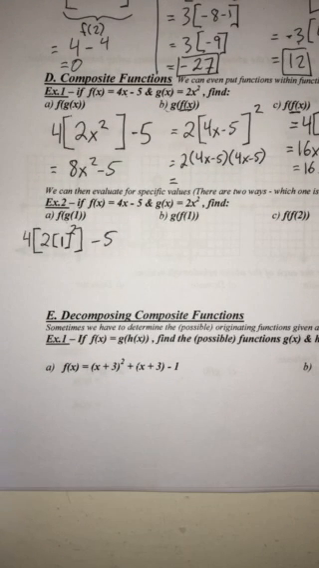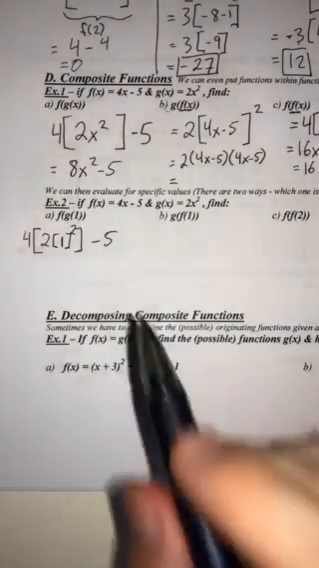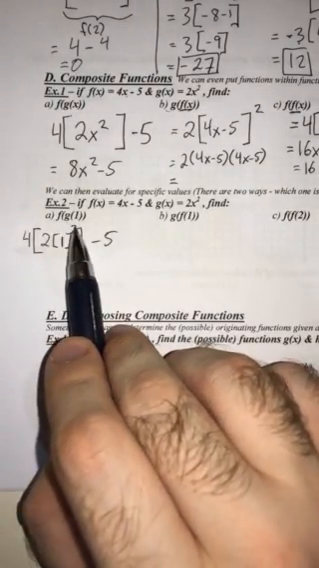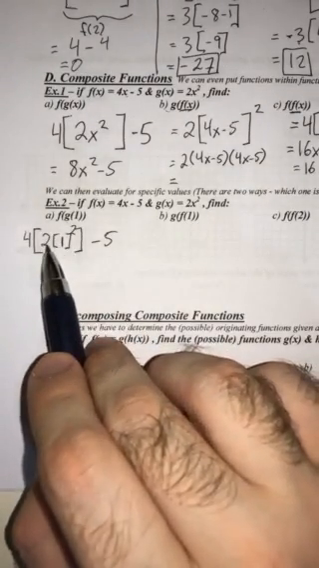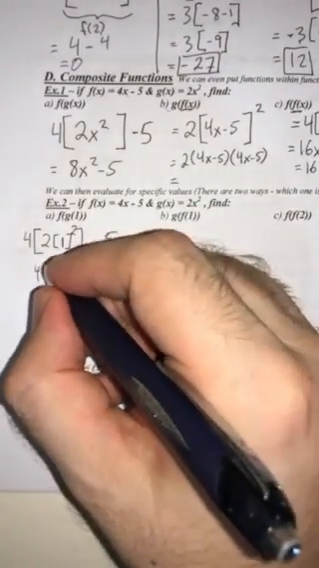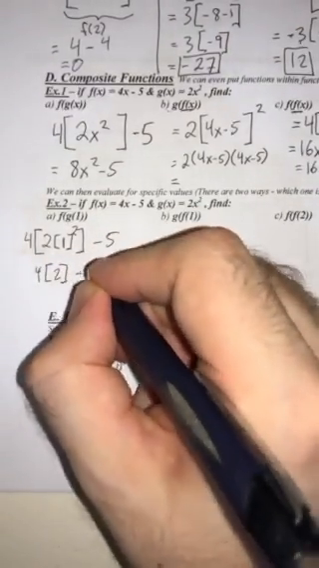So I've done this, it's kind of like a triple section here. So I'm going to evaluate this. 1 squared is just 1. 1 times 2 gives me 2. So 4 times 2 minus 5. So 8 minus 5, this gives me 3.